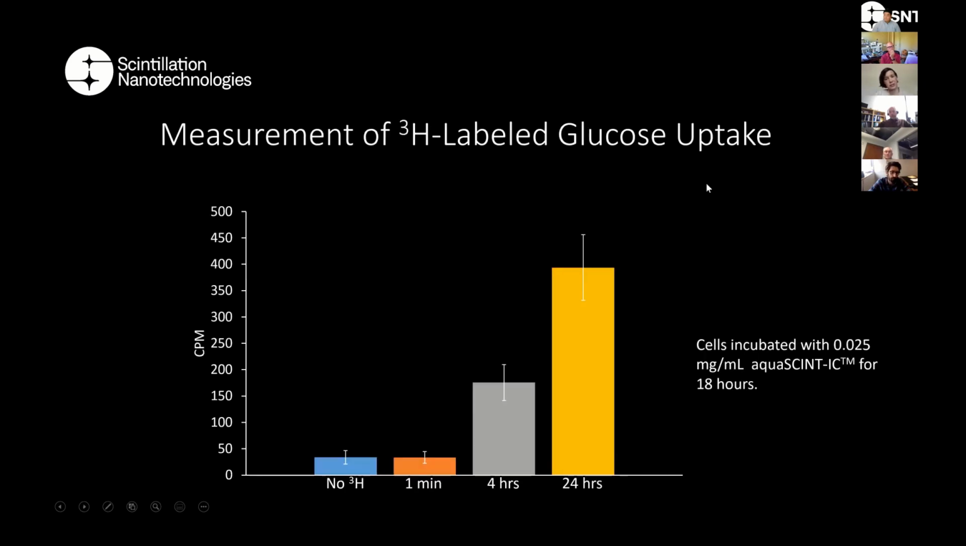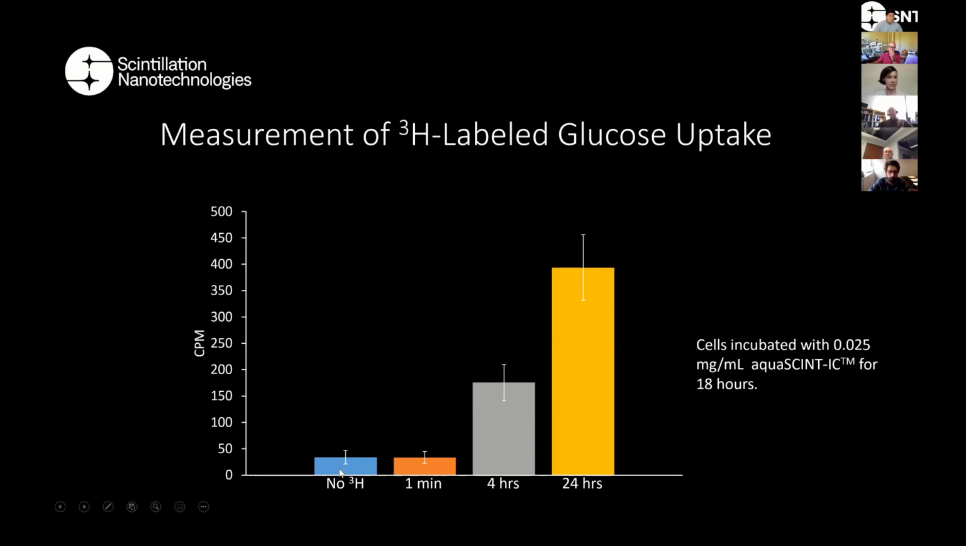And this is a very early experiment that I would like to share with you, but we've been able to measure the uptake of tritiated glucose as well. So in those cells that I showed a picture of previously, we incubated them with our Aquasyn IC particles, rinsed away any remaining Aquasyn IC, and then treated those cells with tritiated glucose for a certain amount of time, and then removed them from the surface and actually did some scintillation counting to see if we could determine how much glucose they took in over time.